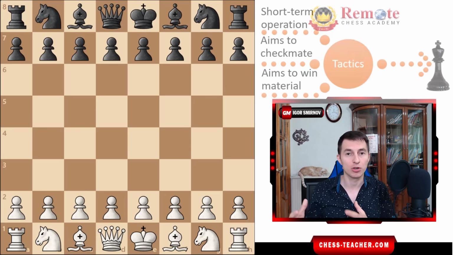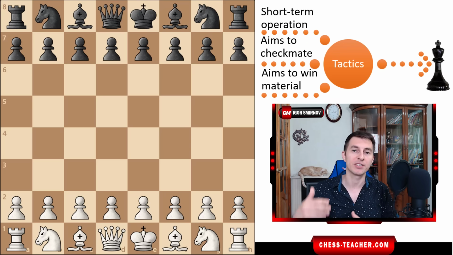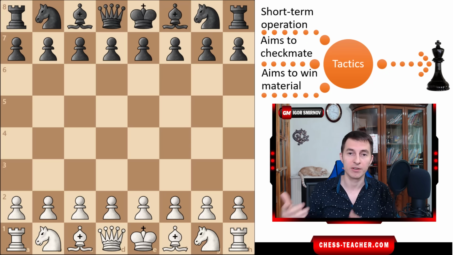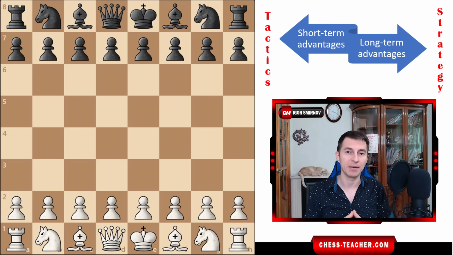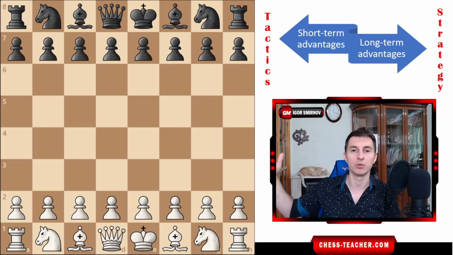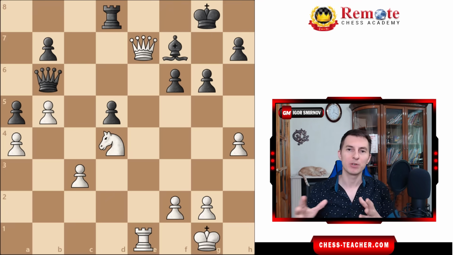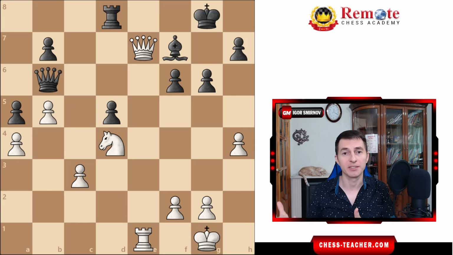It implies short-term operations aiming to get some immediate advantage, such as checkmating an opponent's king or winning material. In contrast to this, chess strategy aims to improve your position gradually, accumulate those small advantages that will, hopefully, ultimately give you a winning position. Let me also address one common problem with chess tactical puzzles.